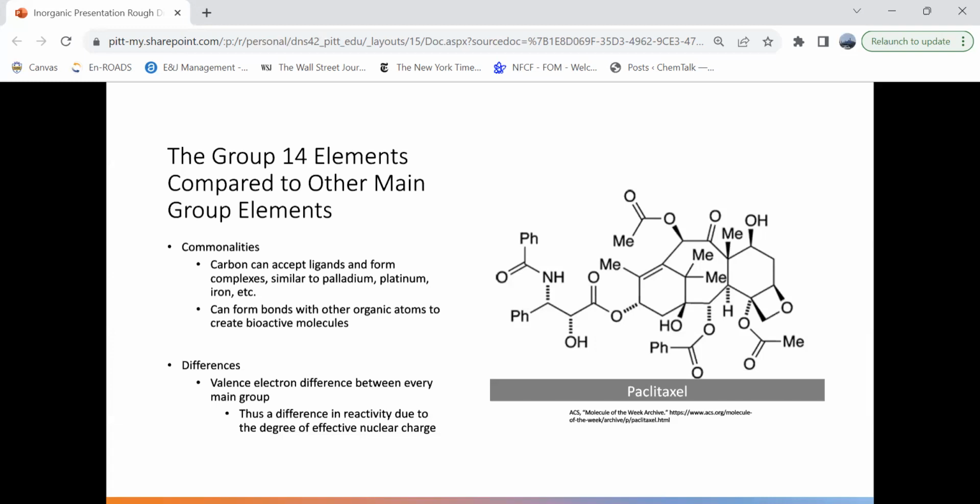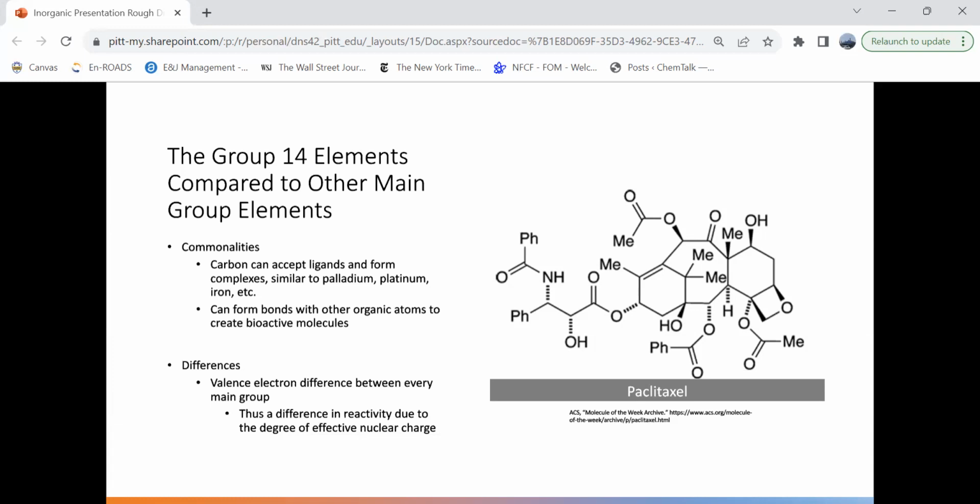And so the group 14 elements compared to other main group elements, some commonalities are that carbon can also accept ligands and form complexes like palladium, platinum, and iron. And then carbon can also form bonds with other organic atoms to create bioactive molecules like the one shown on the right, paclitaxel, which is a chemotherapy drug. And so carbon can form bonds with oxygen and nitrogen to create this bioactive molecule.